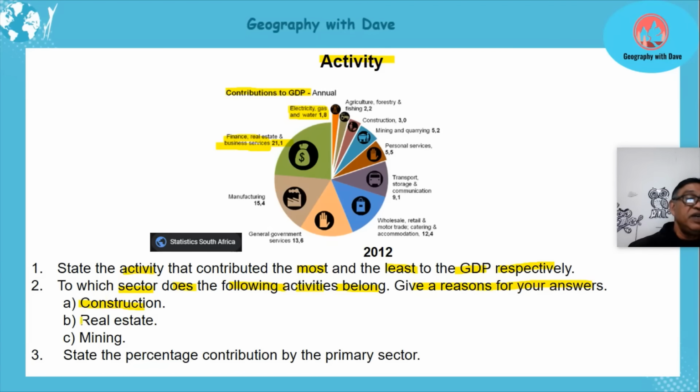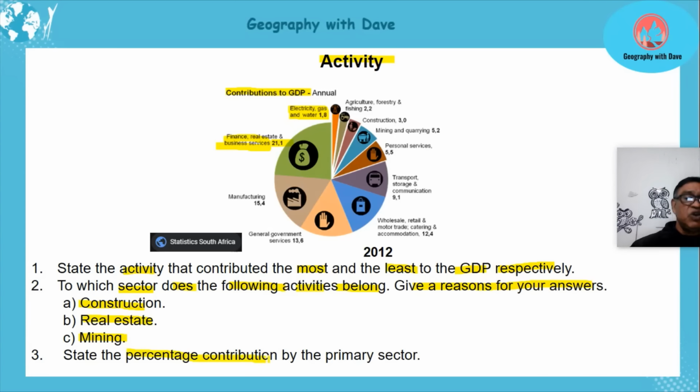Then real estate. What is that? That's the selling of the houses, which is now offering the service of selling. When you're selling, it's tertiary. And then lastly, it's mining, where you're extracting raw materials from the earth. And that becomes your primary. So secondary, tertiary, primary. So you're asked to classify them. Look at the last one.